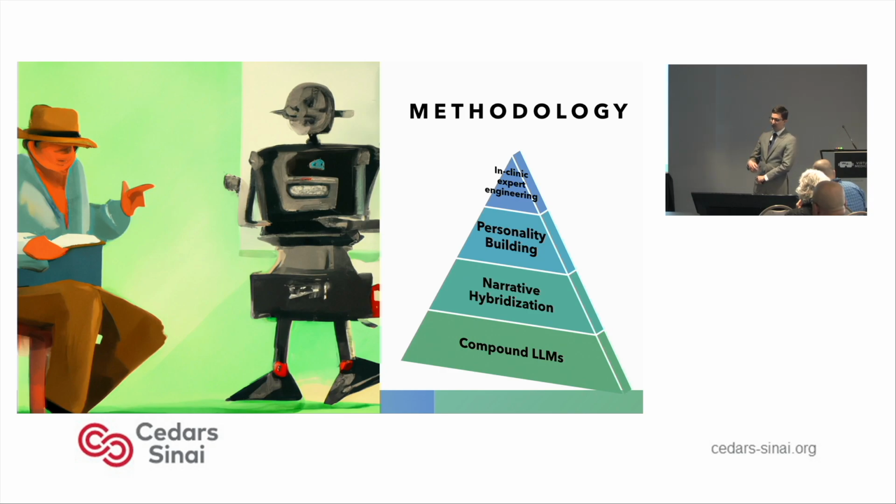So first, we use an underlying software that uses compound large language models. Then we create a narrative for the character and the situation. We build the character's personality. And lastly, we test the characters repeatedly to provide feedback on the answers that it generates. And ultimately, what is most important here is the element of realism.